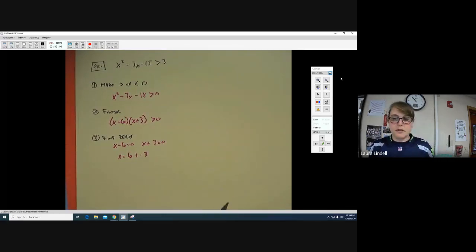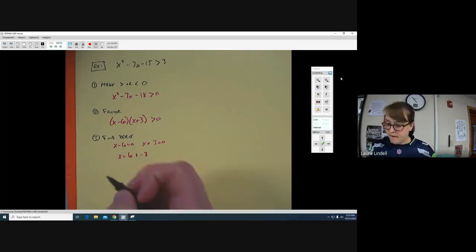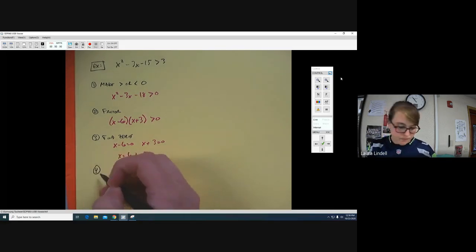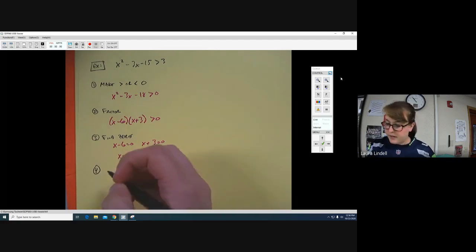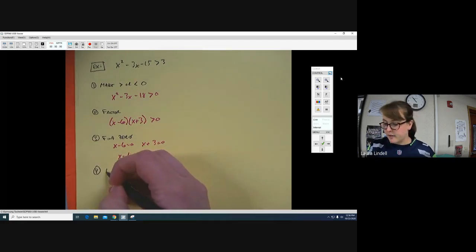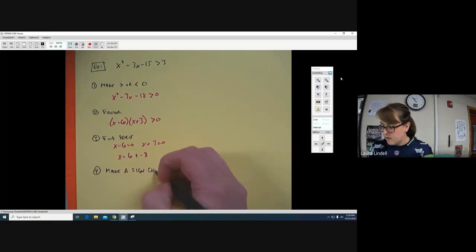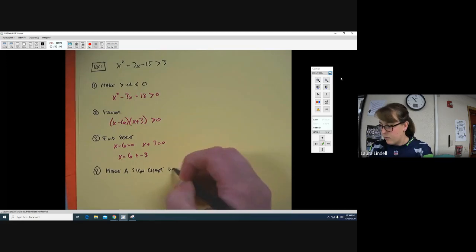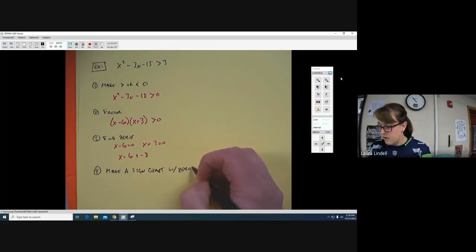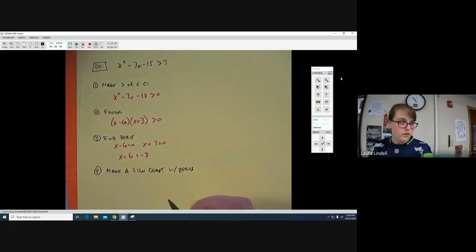Okay, so far so good. We factored it, we found the zeros. We haven't really dealt with the fact that it's an inequality yet. That's where this next step comes in. We need to next make a sign chart with the zeros.